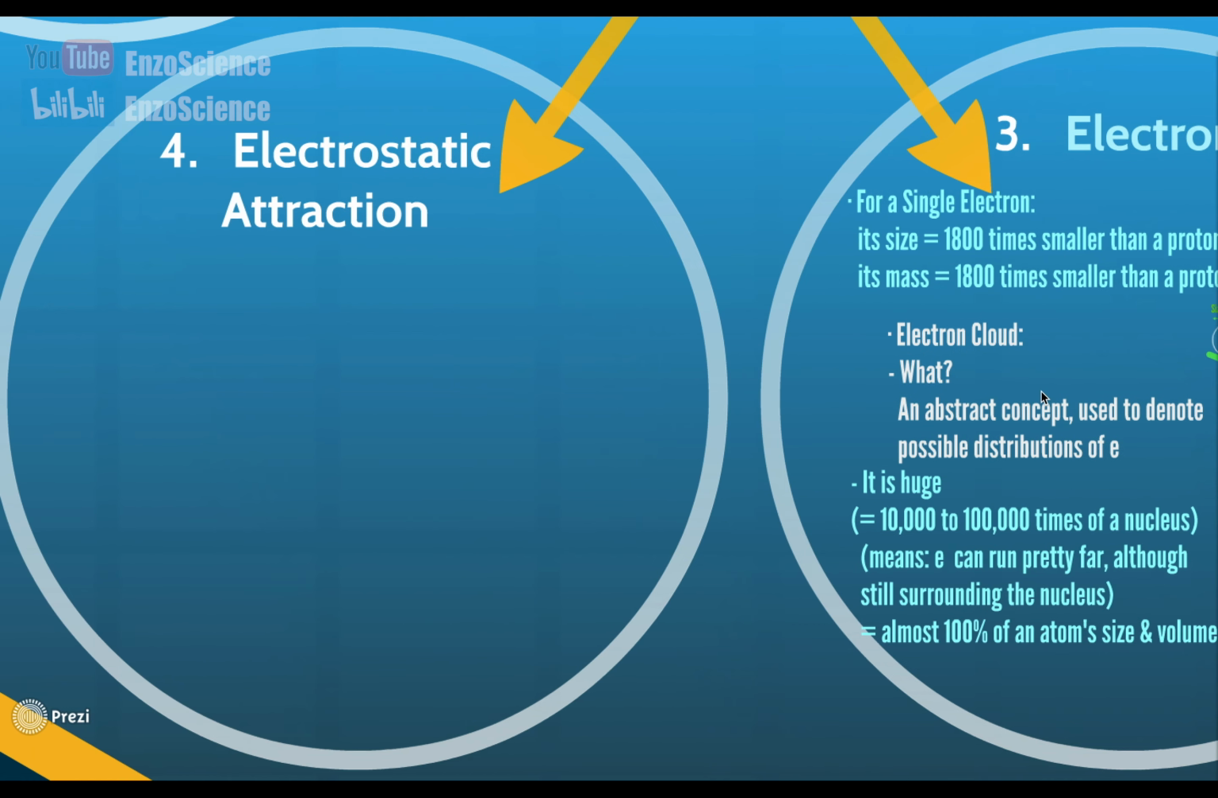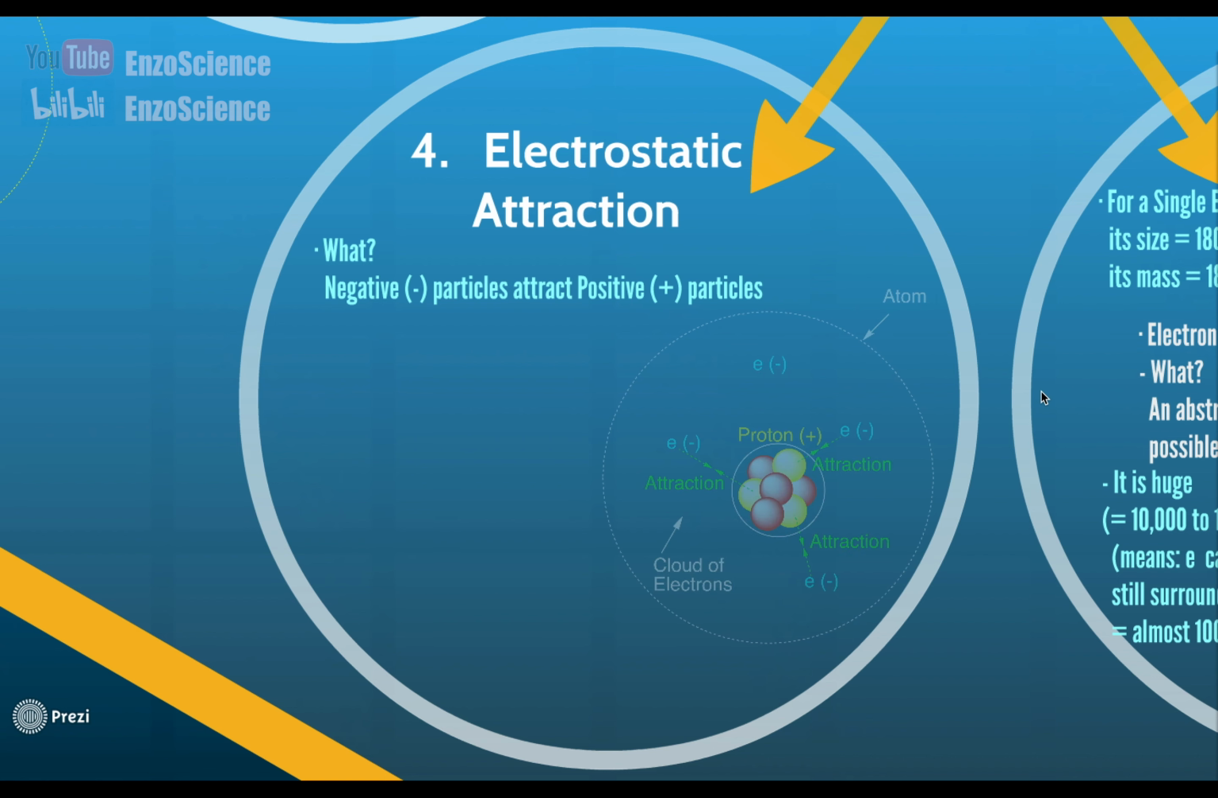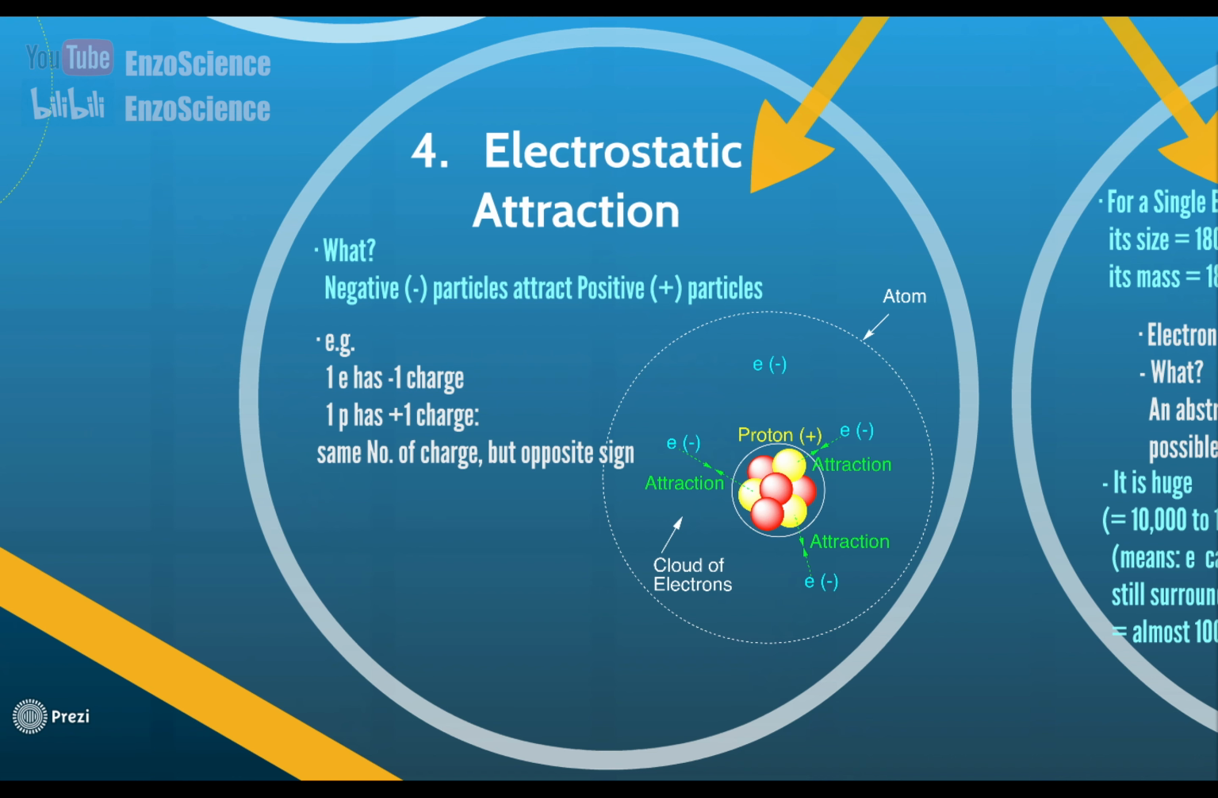The second last point is electrostatic attraction. Just as the name tells us, it is the attraction between positively and negatively charged particles. For example, one electron carries one negative charge and one proton carries one positive charge. They carry the same amount but opposite charges. Because of this, a nucleus can keep its own electrons, confining them within this atom.